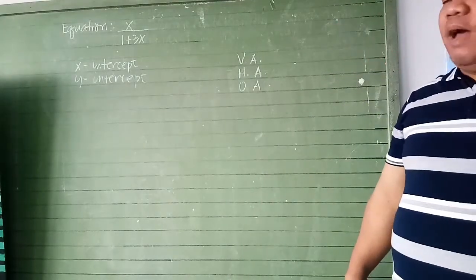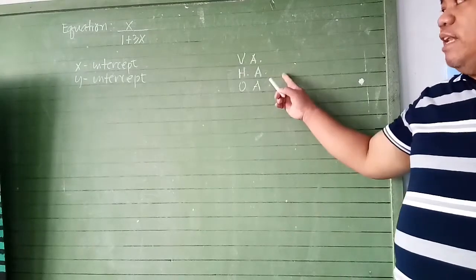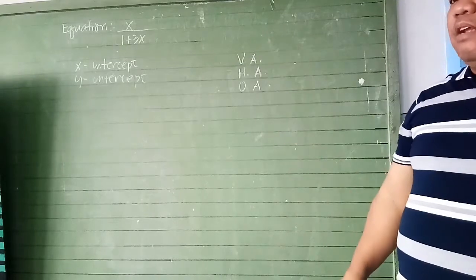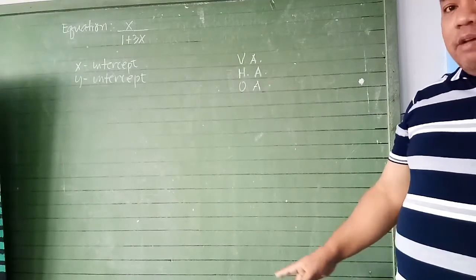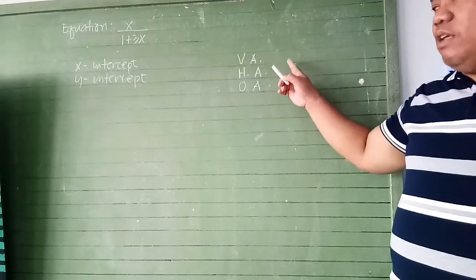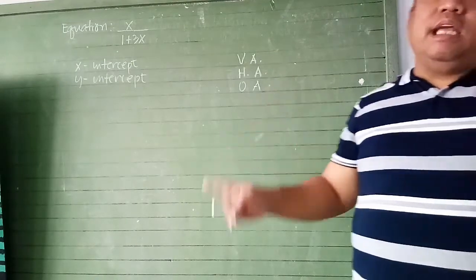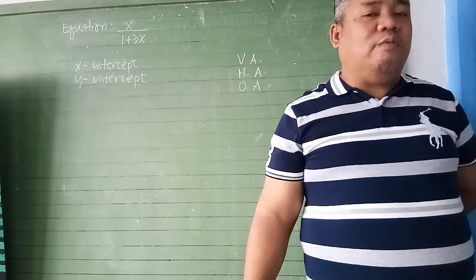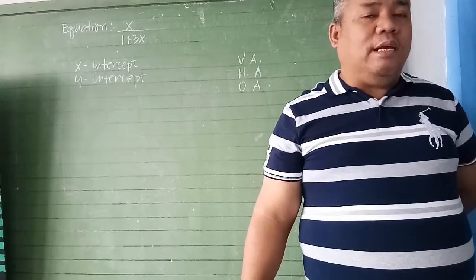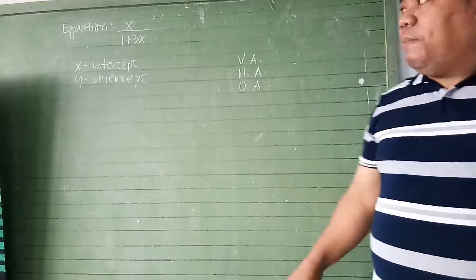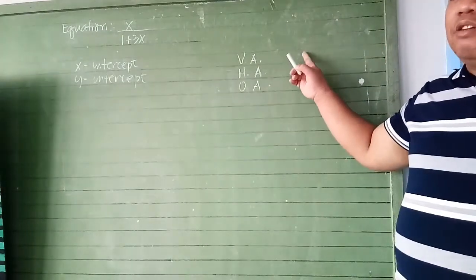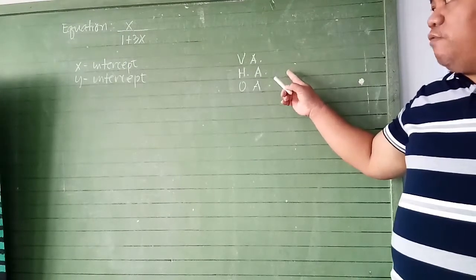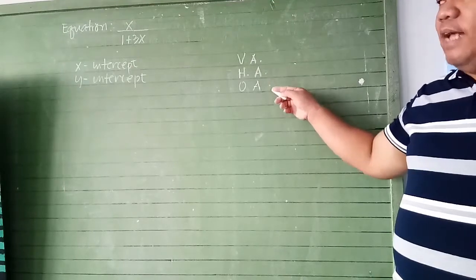Now, there are three types of asymptotes: the vertical asymptotes, horizontal asymptotes, and oblique asymptotes. Depending on your rational equation, it may have vertical, horizontal, or oblique asymptotes. In your module, the conditions are stated there whether your equation has an oblique or horizontal asymptote. Definitely, your rational functions always have a vertical asymptote. Now, depending on the conditions, you may have a horizontal or oblique asymptote.